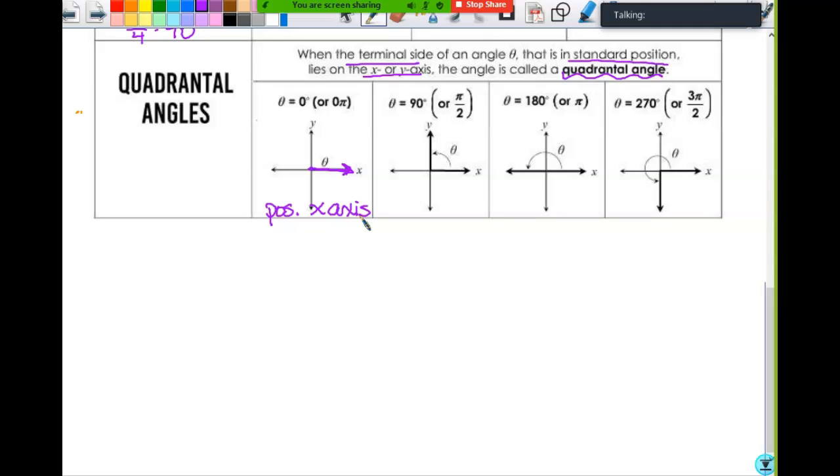Okay. So then 90, or pi halves, or negative 3 pi halves, or any other coterminal angle that's going to end me up there is a quadrantal angle, and then I would also say that it is on the positive y-axis. Okay, so then theta is 180, or pi, or negative pi, or any other coterminal angle. I say that it's quadrantal, and it's on the negative x-axis. Then if I'm at 270, or 3 pi halves, or any other coterminal angle that lands me there, then I'm on the negative y-axis. What questions do you have? Anything at all?